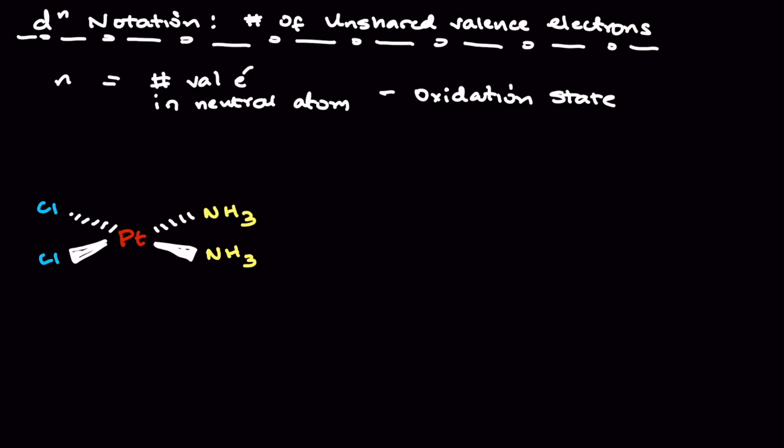So once again, for example, if you have your cisplatin, we have to first figure out how many valence electrons are in platinum as a neutral atom. And this you can look at on your periodic table. Platinum is in group 10 of the periodic table.